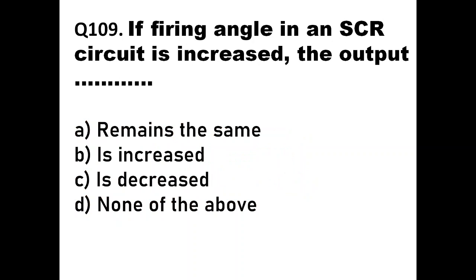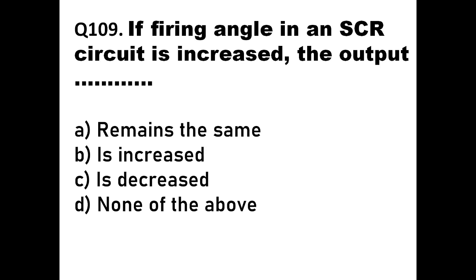If firing angle in an SCR circuit is increased, then the output will become what? Dash. Okay. Then what does this mean? The firing angle of an SCR means, when you are going to make the SCR on, what is the radian angle? That is when you are going to fire the SCR or when you are going to trigger the SCR. If the firing or making on of the SCR is late, then the output will be less. If the firing or the making on of the SCR is done early, then the output will be more.